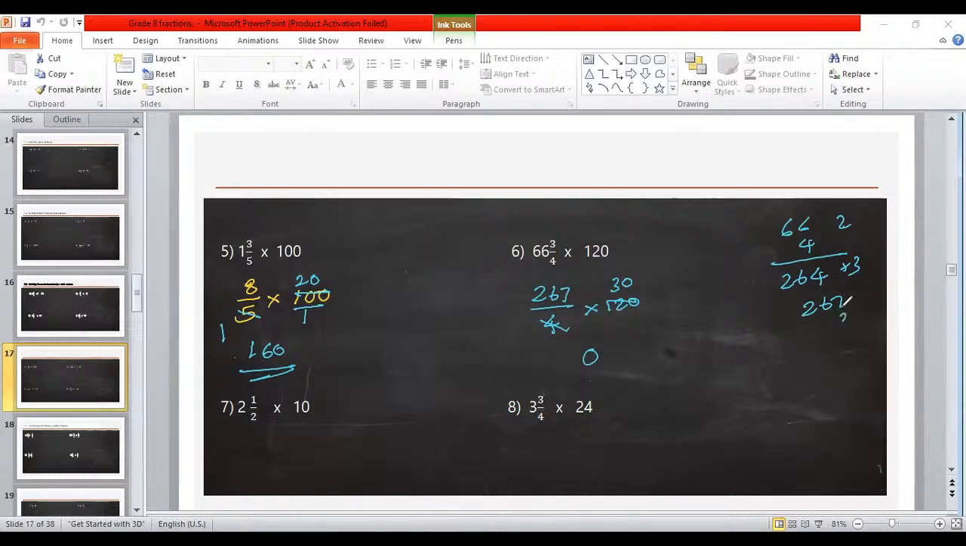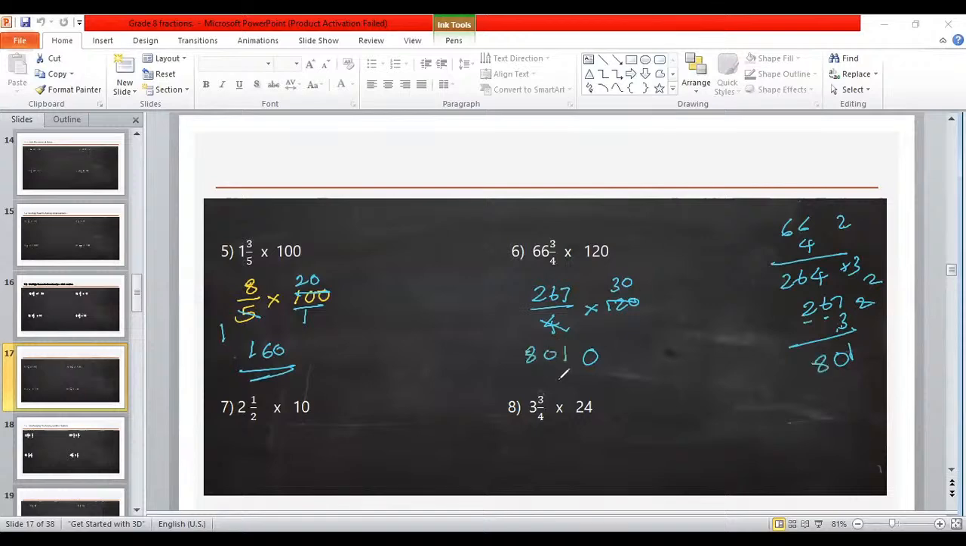267 by 3. 3 times 7, 21. 2 remainder. 3 times 6, 18. 18 and 2, 20. 2 remainder. 3 times 2, 6. 6 and 2, 8. 801.